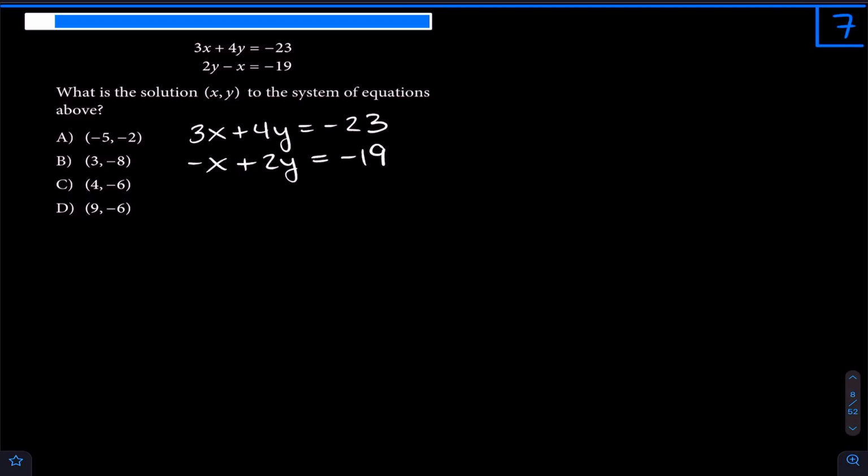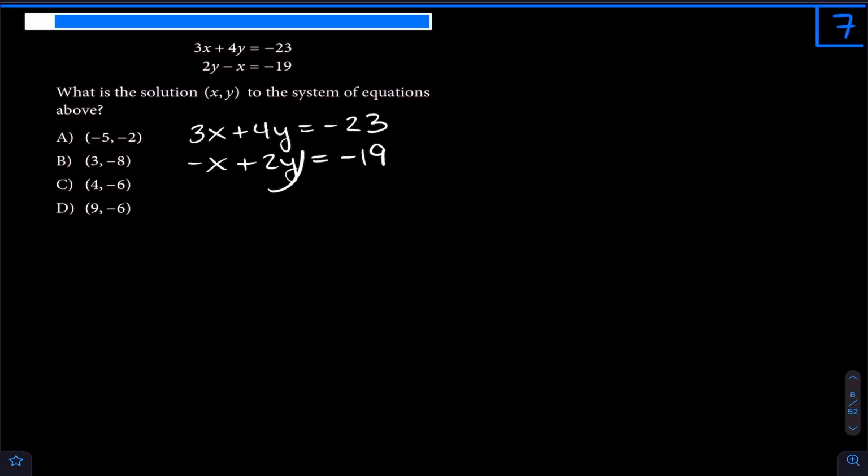So we can solve this problem. There's a couple different ways that we could go about it. There's substitution method, there's elimination method. And honestly, what I would do here is just solve this using elimination method. I like using elimination most of the time, unless there's like an easy substitution I can do.